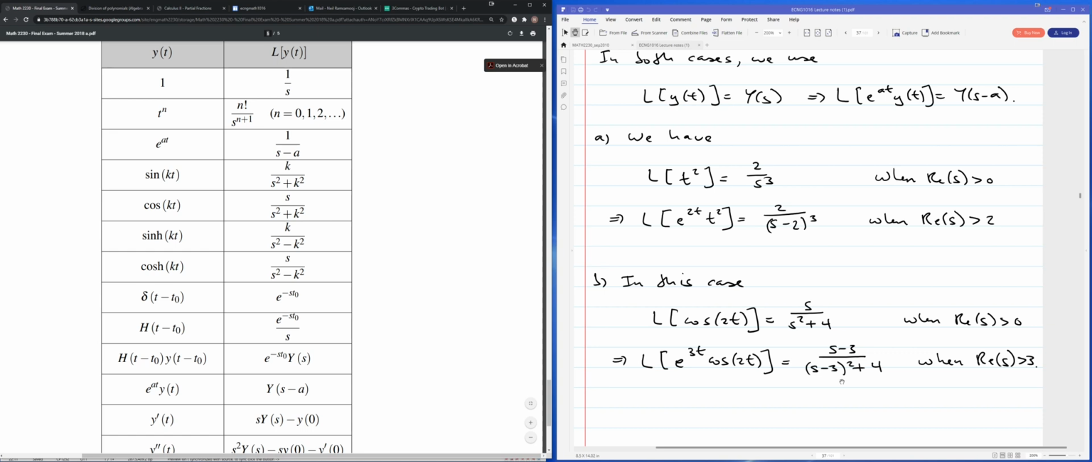Okay, and this is going to be your answer, right? So your answer is (s minus 3) on ((s minus 3) squared plus 4). Again, what you're doing is using this formula here. If Laplace of your original function is big Y of s, then Laplace of the exponential times the original y of t, you get from the big Y of s, but you replace the s by s minus a. So here, this is the big Y of s, and in the big Y of s, you replace the s by s minus 3. So that's how you get this answer.